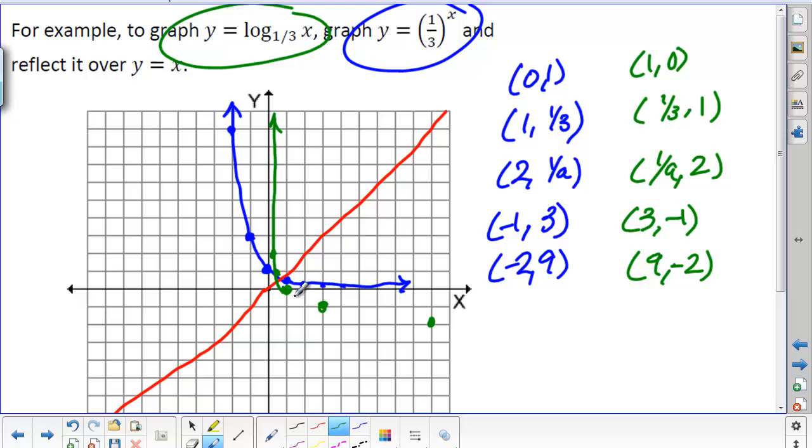It's kind of different than what I just had, but still a reflection over the line y equals x. You'll notice it still flattens out there. We don't have any negative x values over here, and so really interesting. Changing that base, like I said, it does affect the shape of your graph a whole lot.